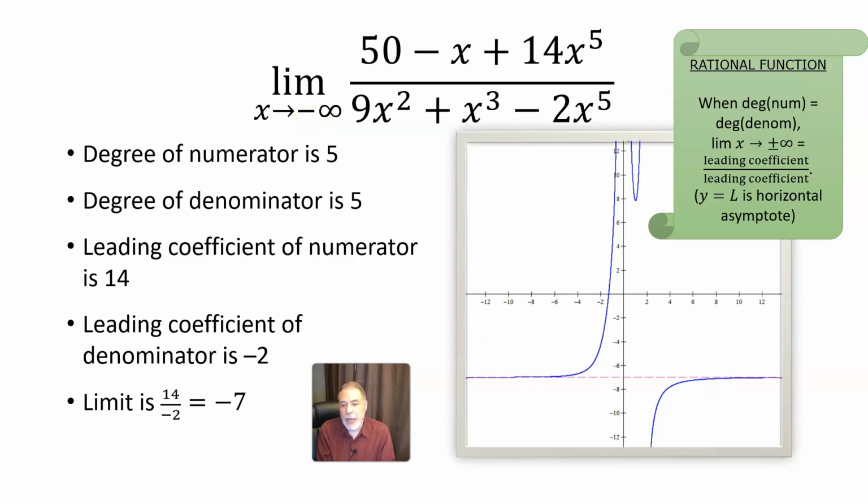As we go off to the right or to the left, the graph levels off and approaches that straight line, that horizontal asymptote, y equals negative 7. If we take this expression and put in a number for x that's really, really large in absolute value, but either negative or positive, the value we get out is going to be very close to negative 7.